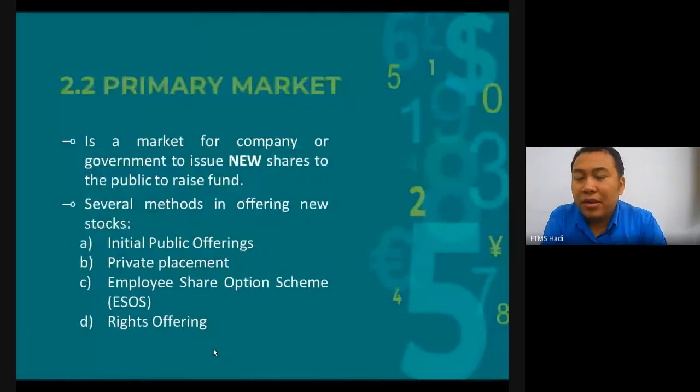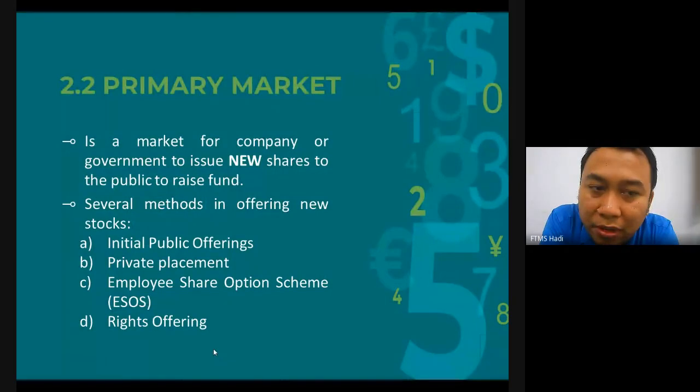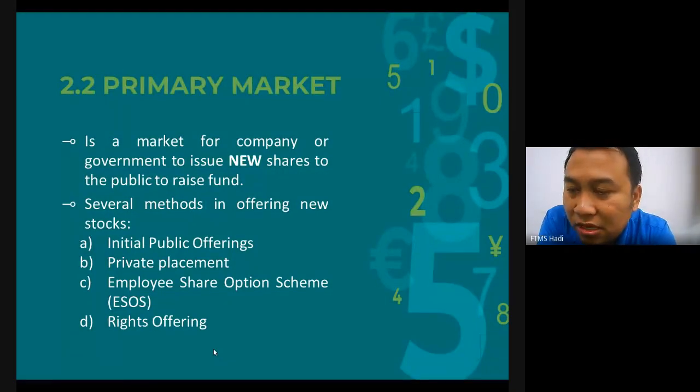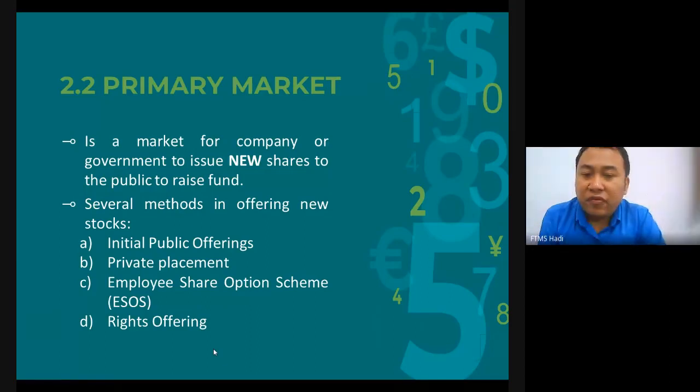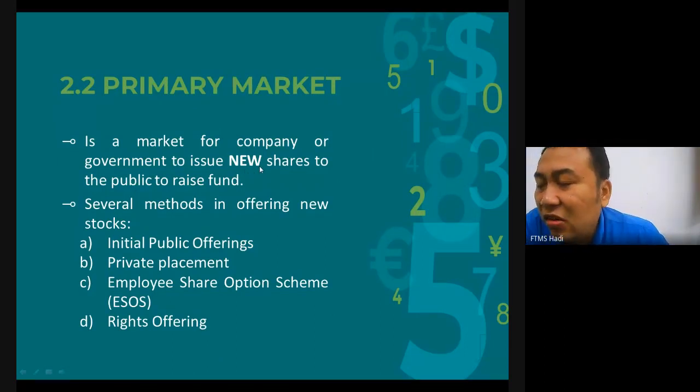Let's have a look at the primary market. What is the primary market as far as the securities market is concerned? The primary market is a market for a company or government to issue new shares. I highlighted this one, new shares. New shares means shares or stock that have never been sold before and never been bought by anyone else. It's a new one.